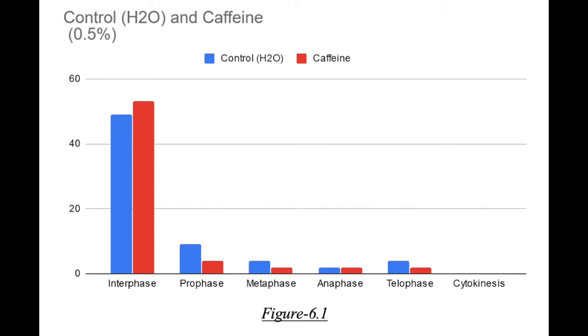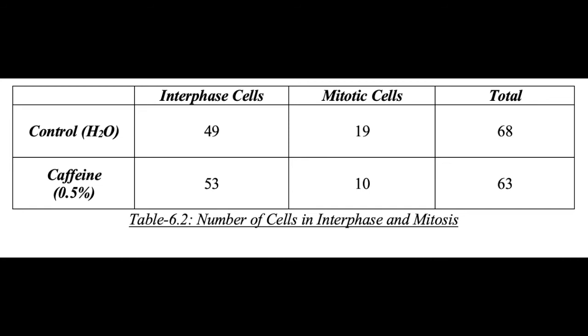So now what I did was, we know that prophase, metaphase, anaphase, telophase, and cytokinesis are all part of mitosis, and interphase is considered another stage. So I just added all the stages of mitosis together and put them as one column, mitotic cells, and on the other side interphase cells. So we found 49 interphase cells and 19 mitotic cells in water. So there was a total of 68 that we found. Interphase cells in the caffeine were 53, with 10 mitotic cells, and in total we found 63.